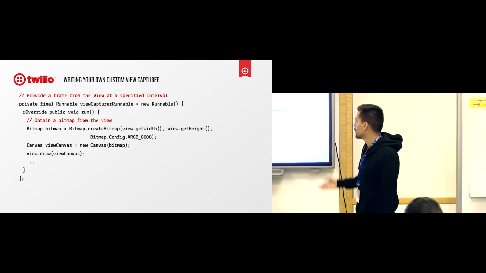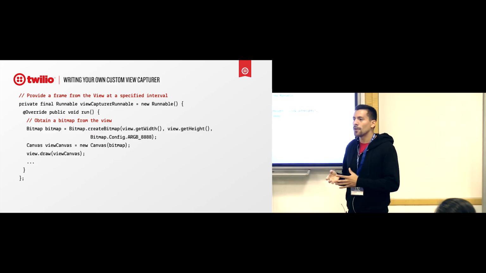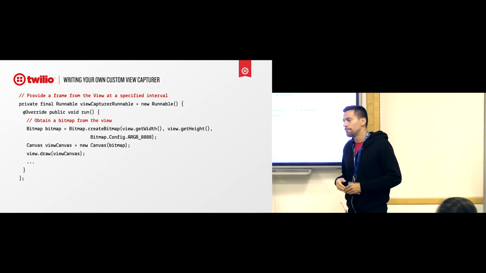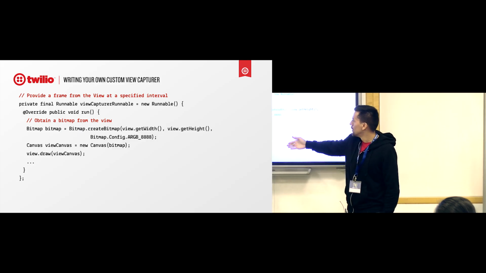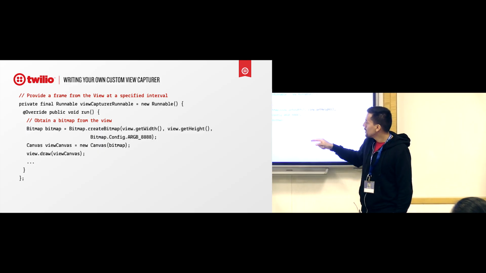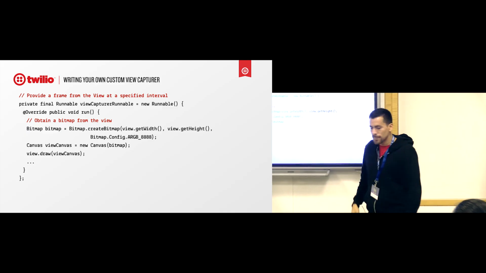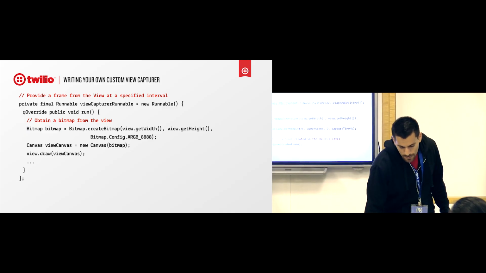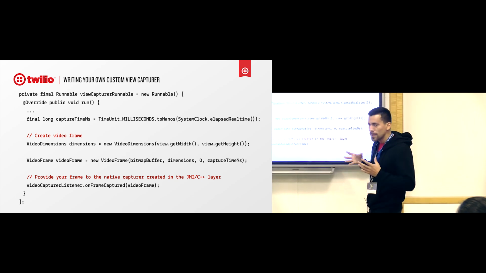In the actual runnable, I'm obtaining a bitmap from the view. I'm doing all of this in Java, which you may not necessarily want to do. But for this example, I'm creating a bitmap based on the size of the view, and then using a canvas to draw the contents of the view onto it.